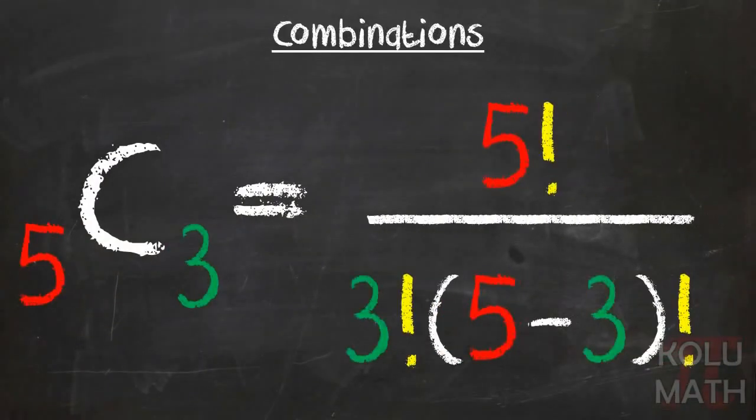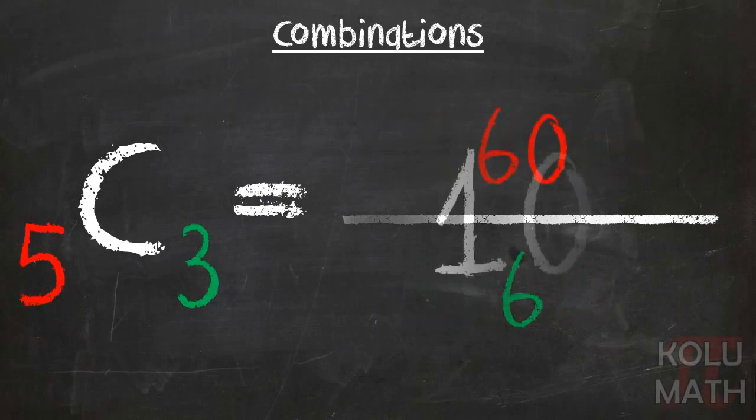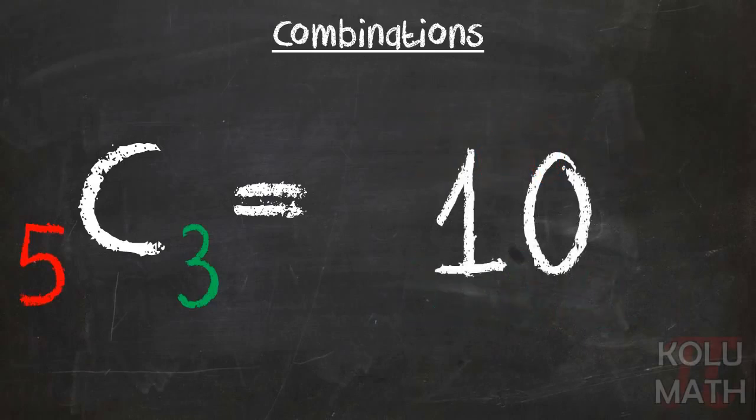5 factorial over 3 factorial times the quantity 5 minus 3 factorial. We can go ahead and do that out using our shortcut method, and we have our fraction. We reduce that. We know that there's 10 possible combinations for that sundae deal.